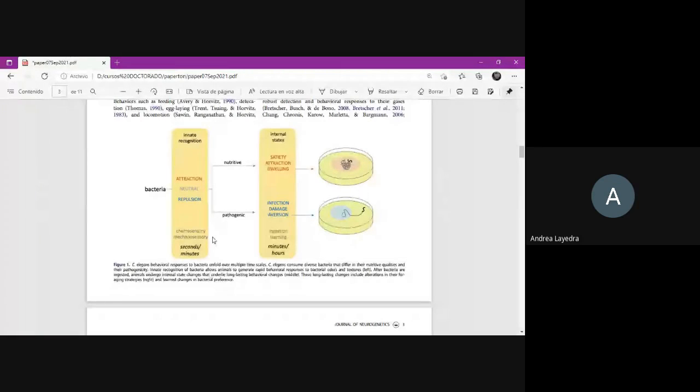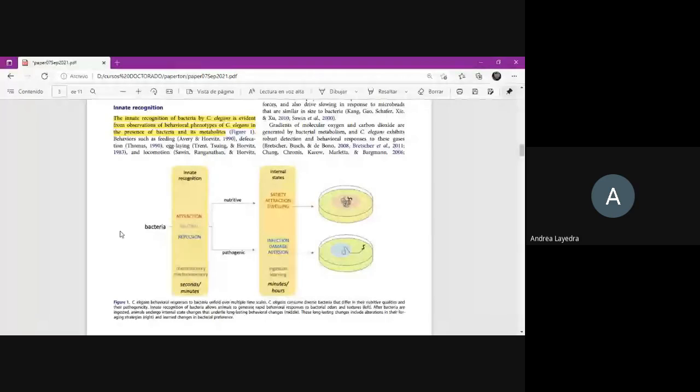Here you can see a behavioral response to bacteria unfold over multiple time scales. C. elegans consume diverse bacteria that differ in their nutritive qualities and their pathogenicity. Innate recognition of bacteria allows animals to generate rapid behavioral responses to bacterial odors and textures. After bacteria are ingested, animals undergo internal state changes that underlie long-lasting behavioral change. These long-lasting changes include alterations in their foraging strategies and learned change in bacterial preference.